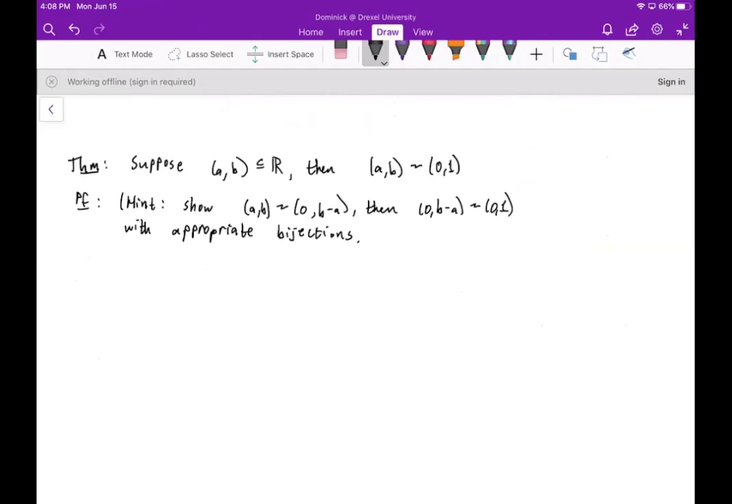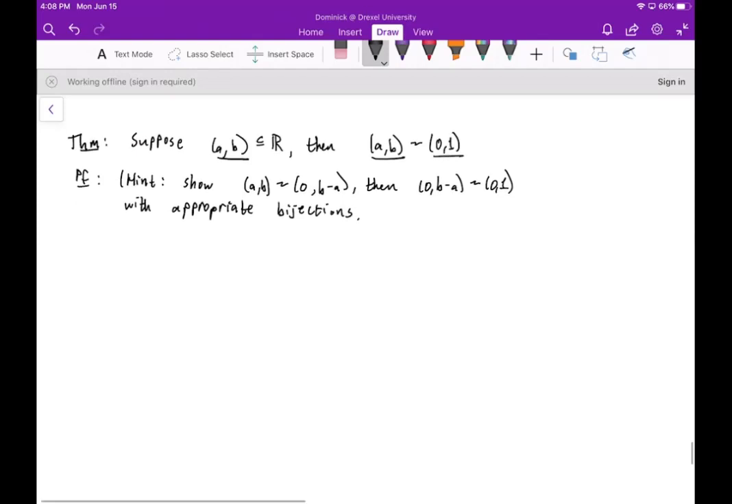Okay, now what we're going to do is state and prove the theorem that for any open interval on the real number line, that open interval has the same cardinality as (0, 1). Now for the proof, the hint is to show that (a, b) is equivalent to (0, b minus a), and that (0, b minus a) is equivalent to (0, 1), with appropriate bijections.